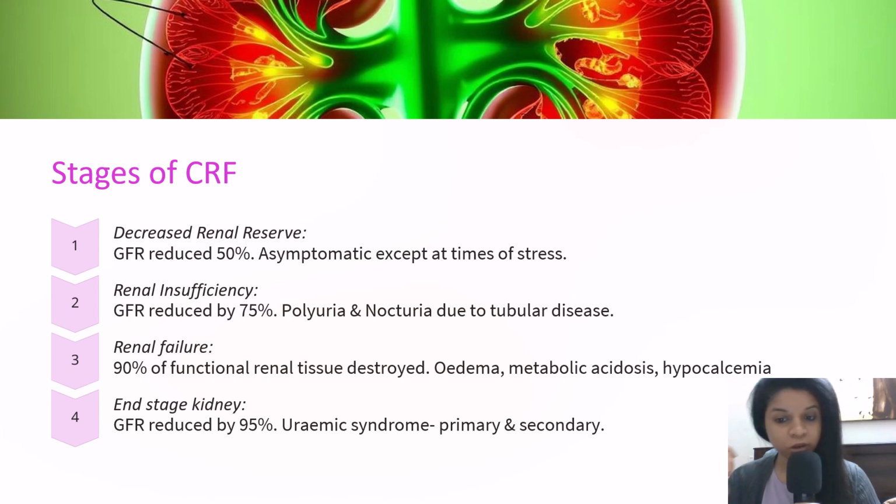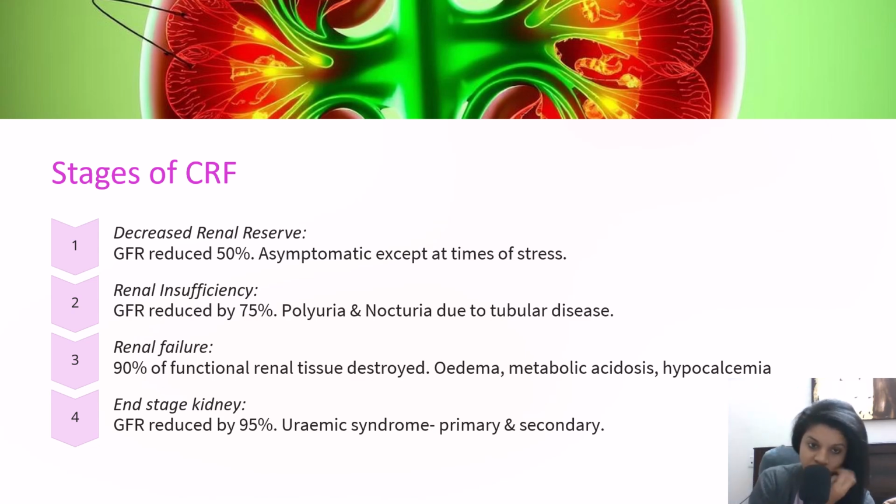That means GFR will be 10% of the normal. Then end stage kidney disease, in which the GFR is reduced by 95%. That means only 5% of the kidney tissue is remaining, or GFR is 5% of the normal. So you have to remember it is reduced by 50%, 75%, 90%, and 95%. So the functional tissue of the kidney that is remaining is 50% in the first stage, 25% in the second, 10% in the third, and 5% in the fourth stage.